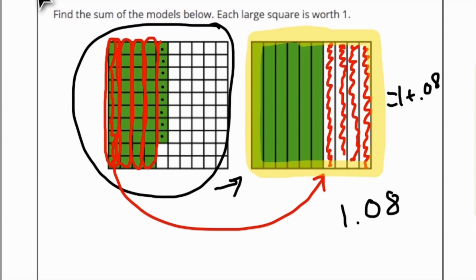When you have models for addition of decimals, you can always just act like you're combining your models as well. Thank you for watching my video on adding decimals using models.